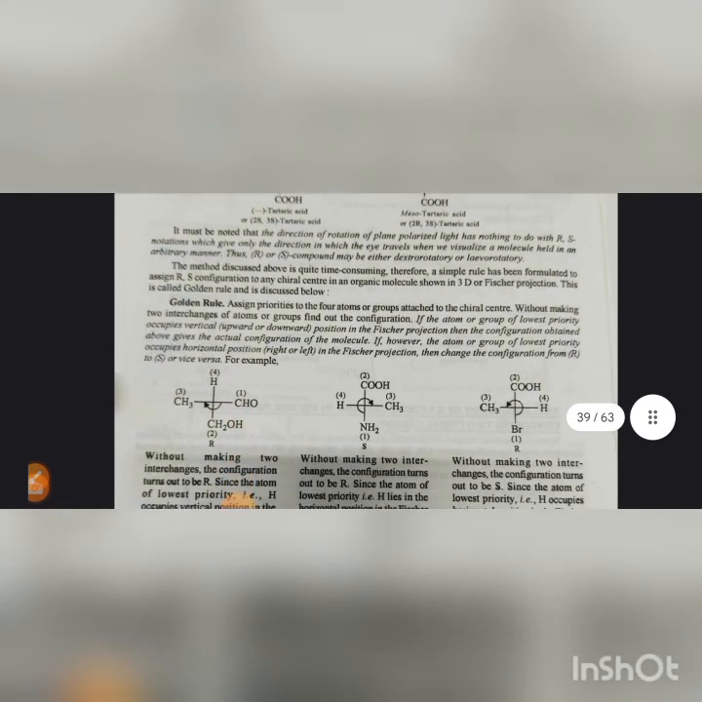This can be decided by the golden rule, which is discussed below. Golden rule: assign priority to the four atoms or groups attached to the chiral center. Without making two interchanges of atoms or groups, find out the configuration. If the atom or group of lowest priority occupies a vertical position in the Fischer projection, then the configuration obtained above gives the actual configuration of the molecule. If however the atom or group of lowest priority occupies a horizontal position in the Fischer projection, then interchange the configuration from R to S or vice versa.